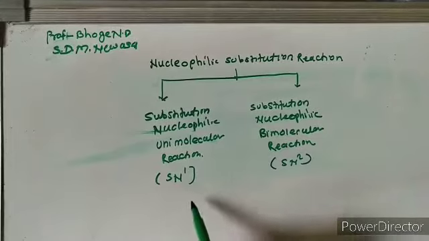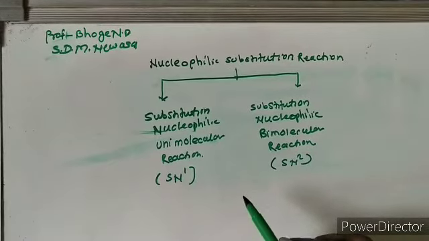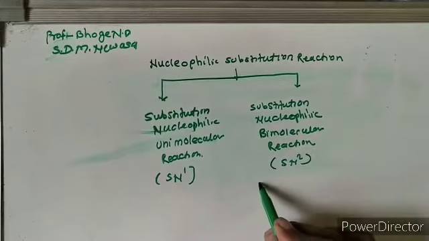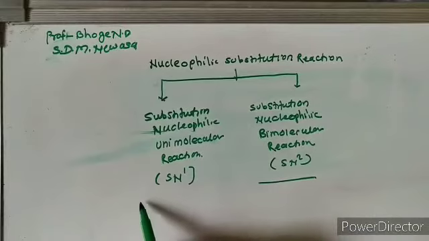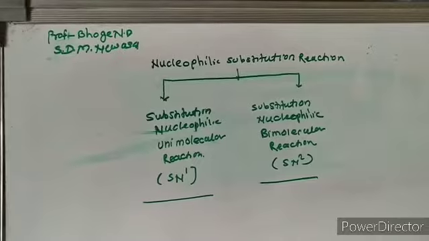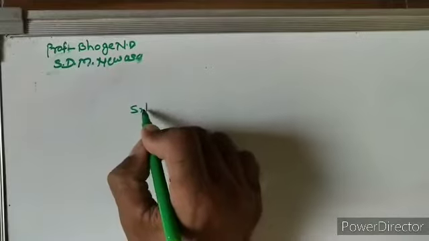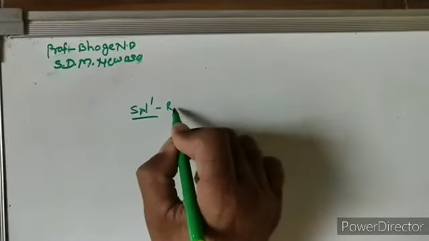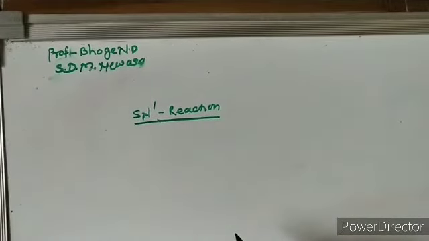So these types depend on how many molecules are involved in the slow step, called the RDS, meaning rate determining step. In the last lecture we discussed SN2 reactions in detail. So in this topic, let's now discuss SN1 reactions. In this part we will discuss the kinetics and mechanism of SN1 reactions.